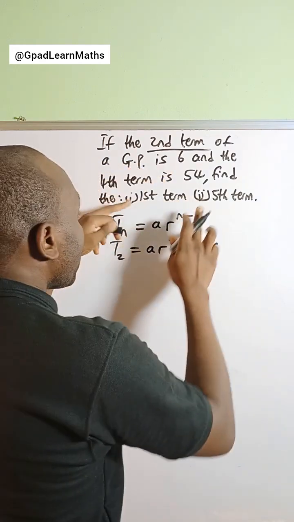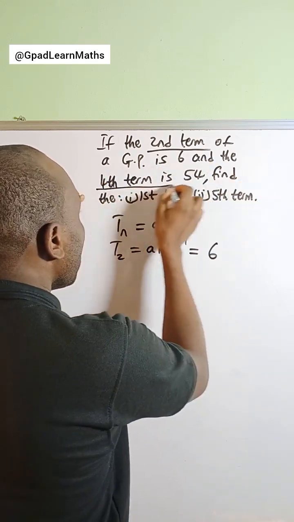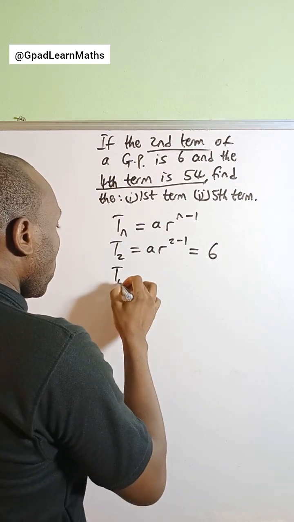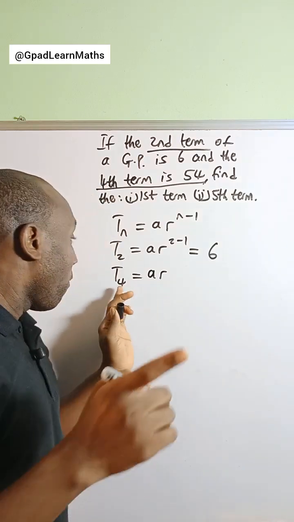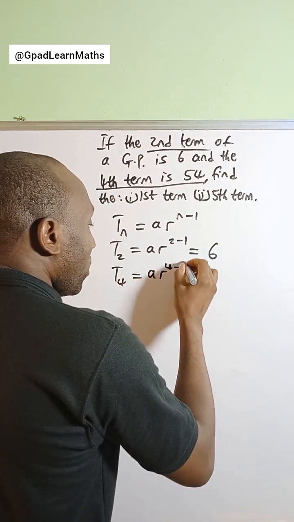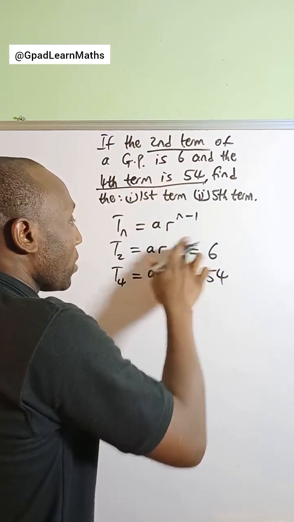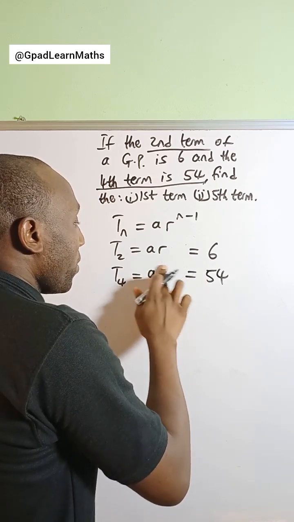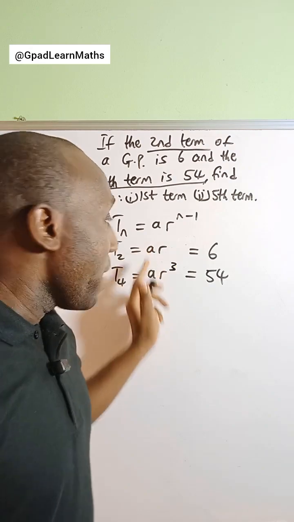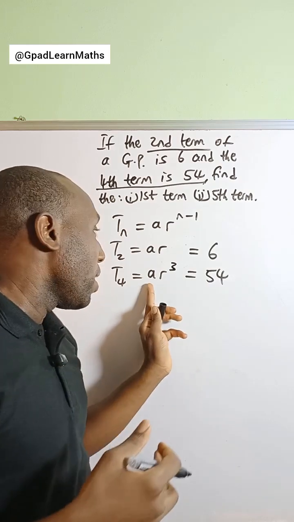Now let's come to the next one, which says the fourth term is what? 54. So T4, that's the fourth term, is a r raised to what? 4 minus 1, which is equal to 54. 4 minus 1 is what? 3. So let's write 3 here. Now we need to get a from here, and the common ratio.